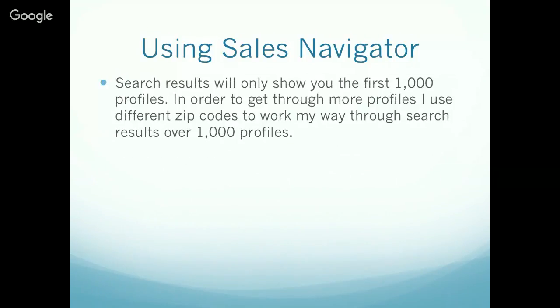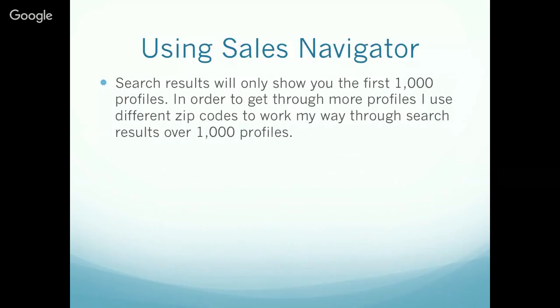Here's an important note. Search results will only show you the first 1,000 profiles. In order to get through more profiles, I use different zip codes or areas to work my way through the search results of over 1,000 profiles. So basically, if you have a search result of, let's say, 30,000 people, and you want to send connection requests to all of them, you won't be able to just keep clicking to the next page. It's going to cut you off at page 100.